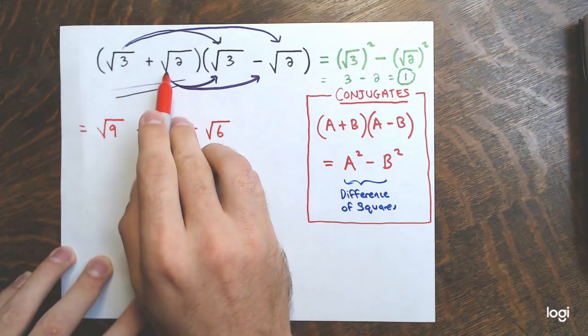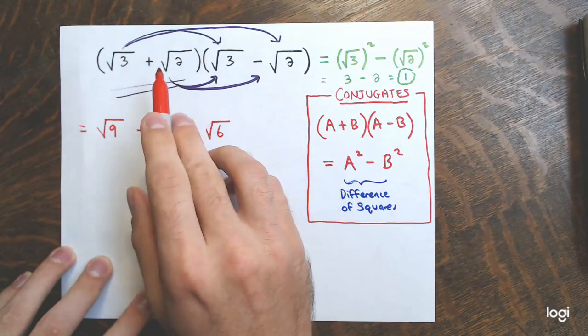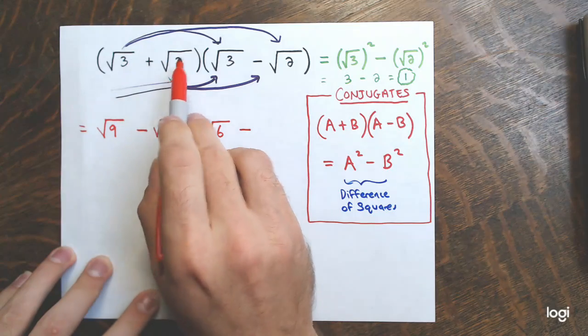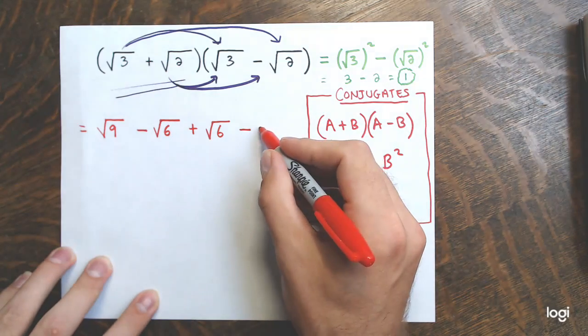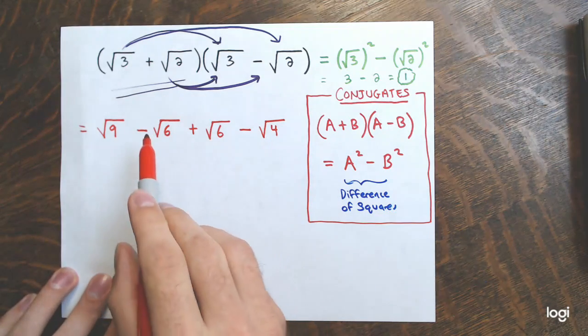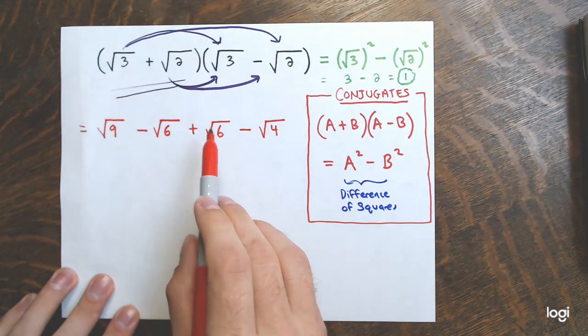And then I have positive square root of 2 times negative square root of 2. So positive times negative, the result will be a negative term. And then you have two square roots again. Square root of 2 times square root of 2 is square root of 4, 2 times 2. And you see how these two terms in the middle will disappear, right? You have negative square root of 6 plus the square root of 6.